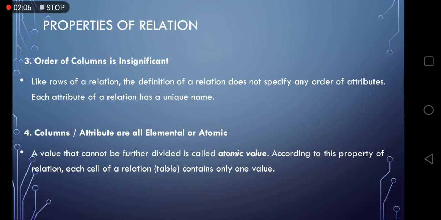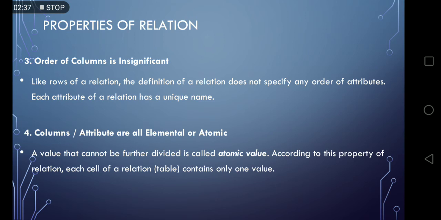Third property is order of columns is insignificant. Like rows of a relation, the definition of relation does not specify any order of attributes. Each attribute of a relation has a unique name. The attributes are always referenced by name, not by position or column number in the relation. The attributes or columns of a relation may be interchanged.